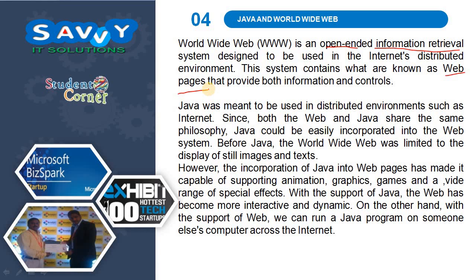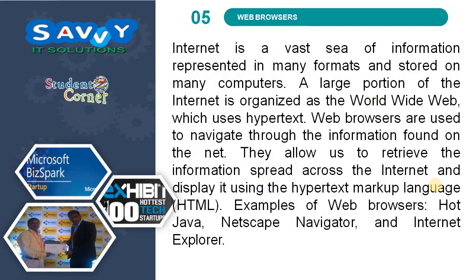Before Java, the World Wide Web was limited to the display of still images and text. However, the incorporation of Java into web pages has made it capable of supporting animation, graphics, games, and a wide range of special effects. With the support of Java, the web has become more interactive and dynamic. On the other hand, with the support of the web, we can run a Java program on someone else's computer across the internet.